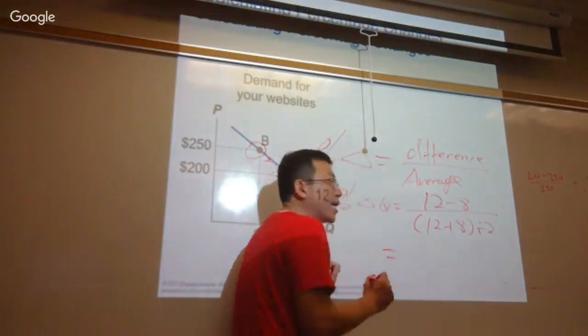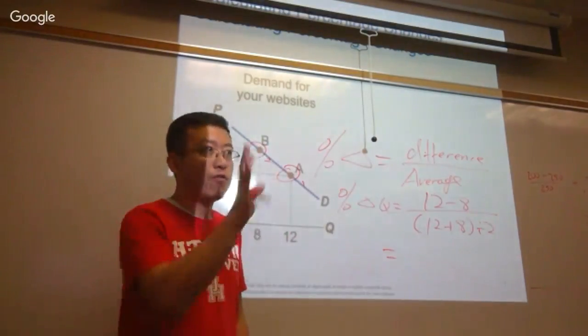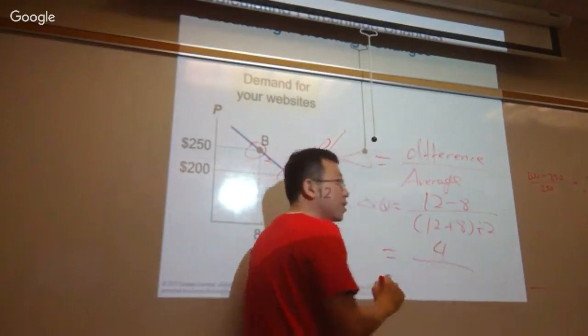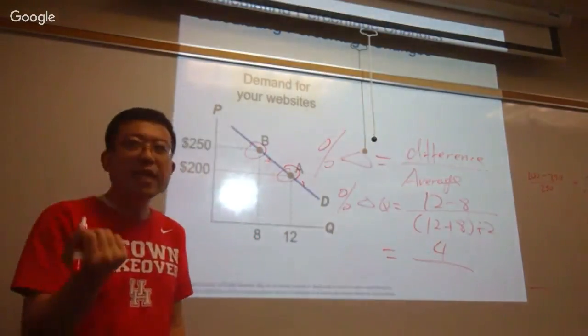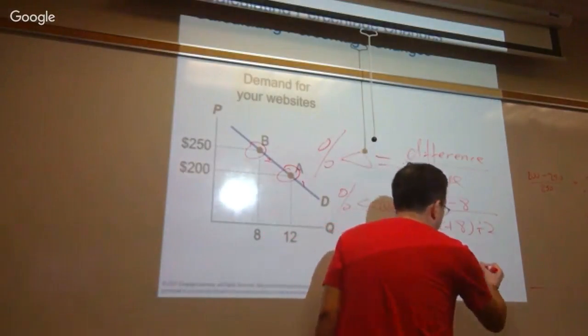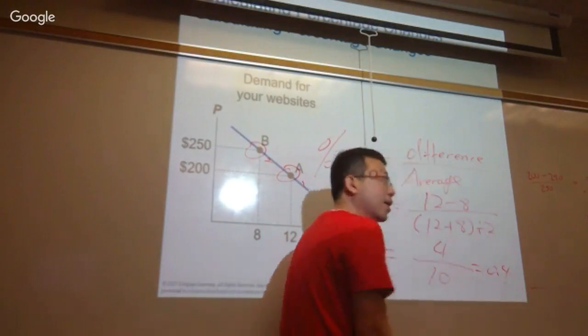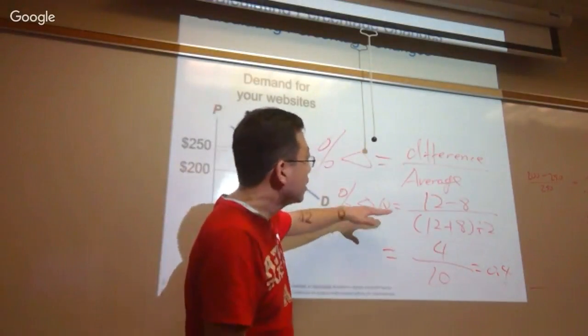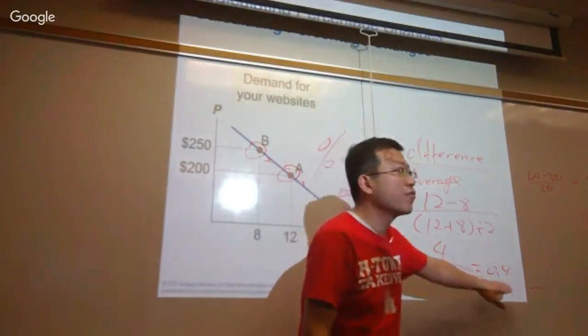Now, 12 minus 8 is how much? 4, right? That's easy. 12 plus 8 is how much? 20, and 20 divided by 2? 10. Right? So just 4 divided by 10, which is 0.4. 40%, or 0.4, right? Either one's right. So the percentage change in the quantity is 0.4.